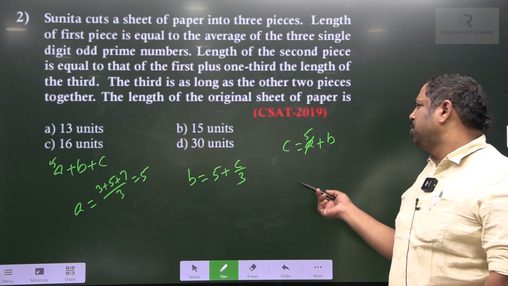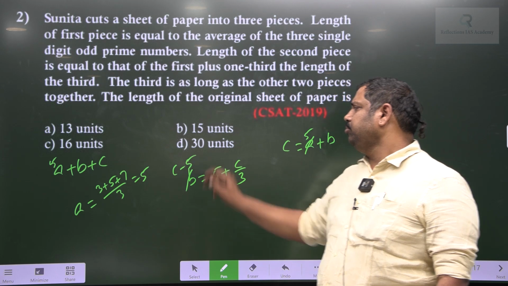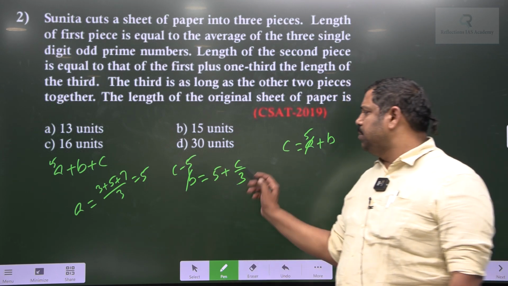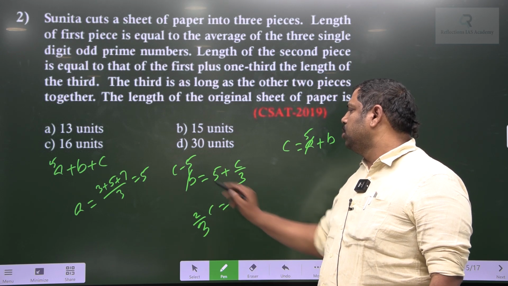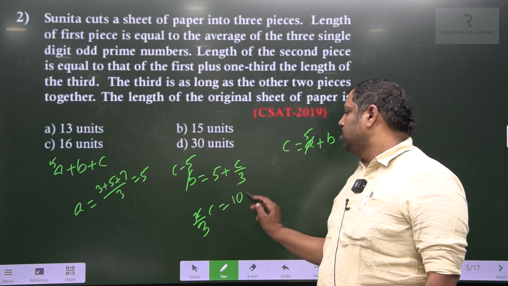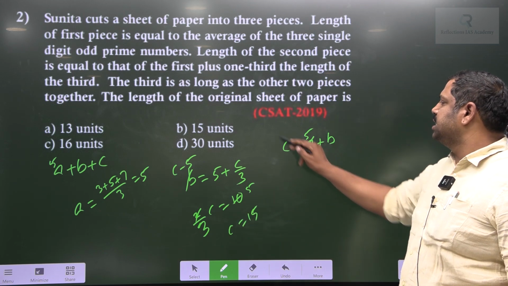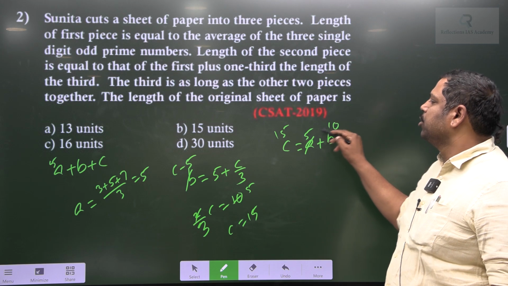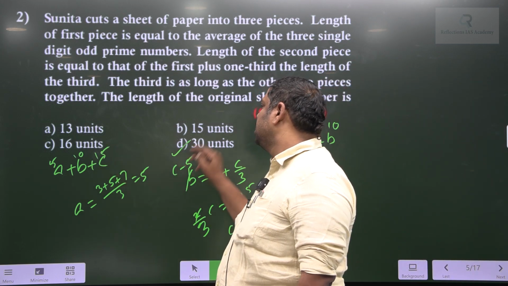C minus B you can take, or B is equal to C minus 5, right? Right or wrong? So move the C by 3 this side, C minus C by 3. 2 by 3 C is equal to, move the minus by this side, 10. So the length of C is equal to how much here? 15. So the length of C is 15 means B should be how much here? 10. So the numbers are 5, 10, 15, altogether how much? 30 units.